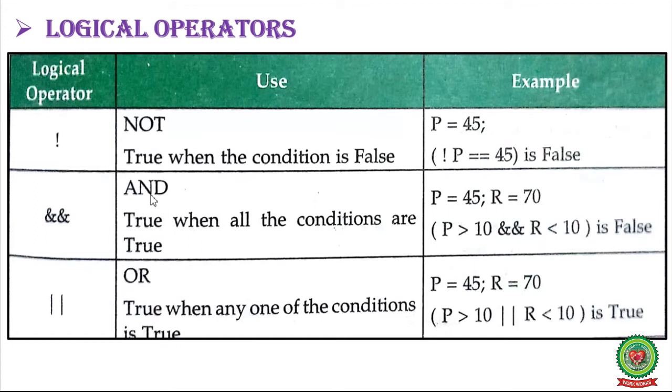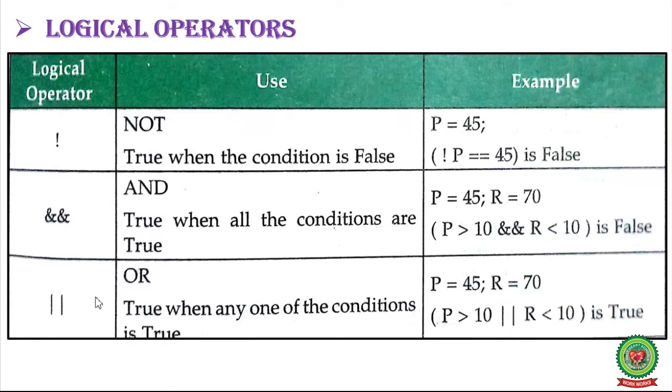Next is and. It gives true when all the conditions are true. P equals 45, R equals 70. P is greater than 10. Is 45 greater than 10? Yes. And R is less than 10. Is 70 less than 10? No. Means this condition is true and this condition is false. So if one is true and the other is false, the answer is false. We have done it earlier.